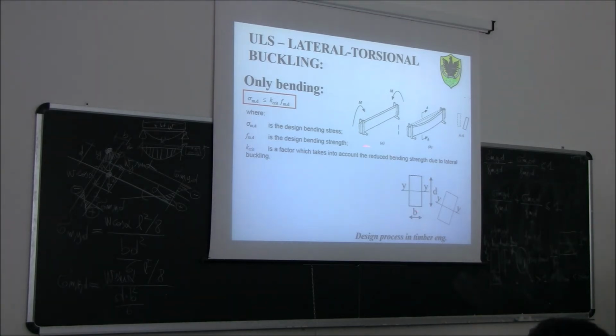You see here in this sketch, you apply the bending moment, and the beam, rather than deflecting only in the vertical plane, tends to have a lateral deflection. The beam has a vertical deflection coupled with lateral deflection and torsional rotation. So this is the typical shape of a beam that is subjected to lateral torsional buckling.